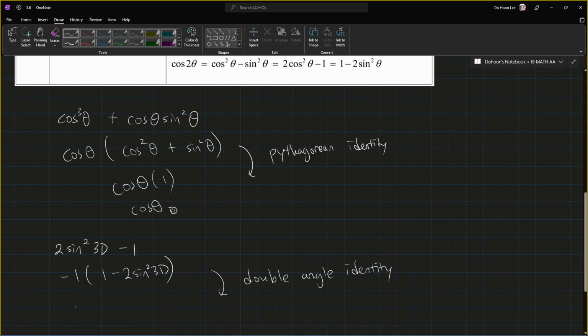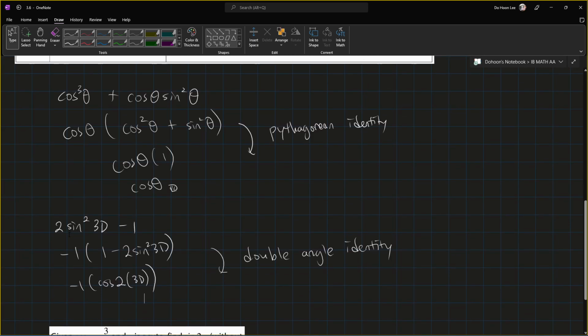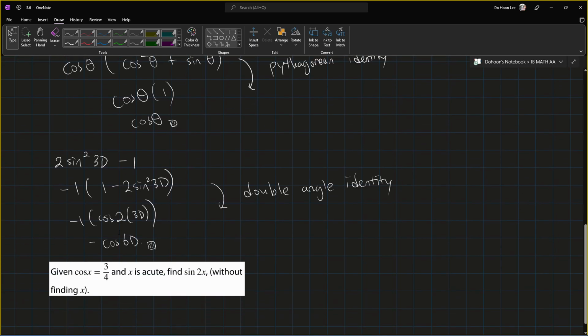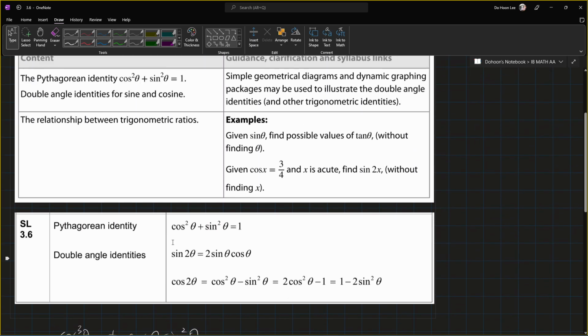This will be -1 of cosine 2 and then 3d. And I think we can express that as negative cos 6d. See how that's kind of magical that we went from this 2 sine squared 3d minus 1 into just one simple negative cos 6d. Let's look at the last example. This was taken from the guide.